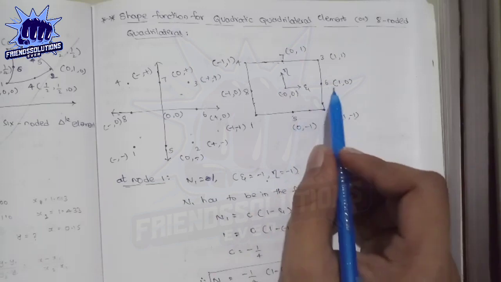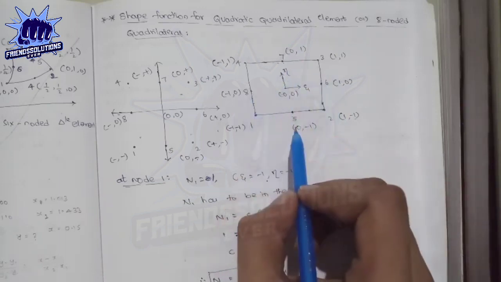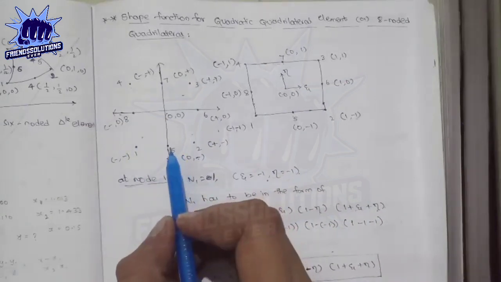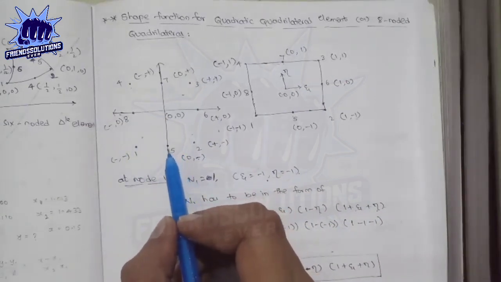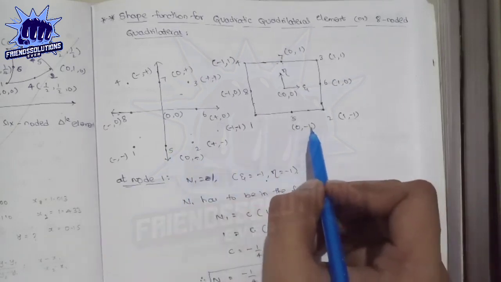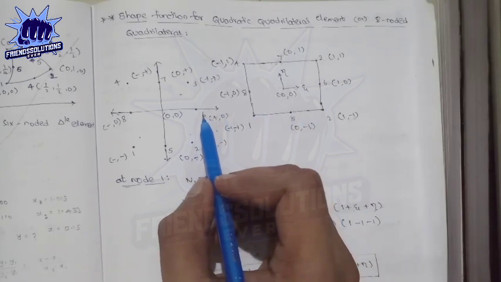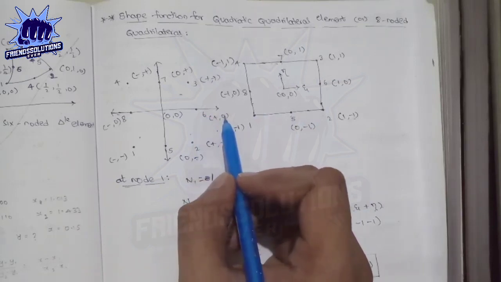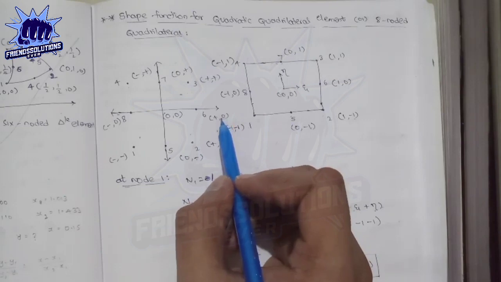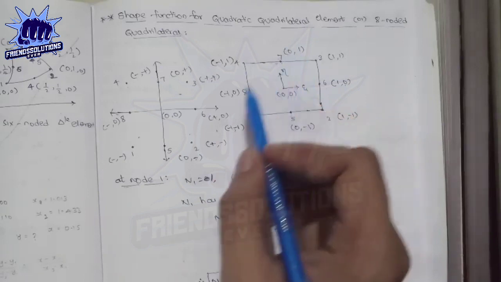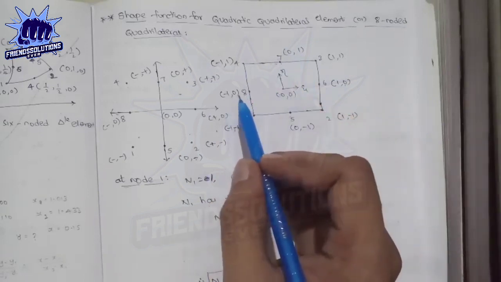Coming to the 5th, 6th, 7th and 8th nodes, these nodes are placed on axes. The 5th node is on the negative y axis, so x is 0, giving 0 comma -1. The 6th node is on the positive x axis, where y is equal to 0, so +1 comma 0. Similarly, for the 7th node 0 comma 1, and for the 8th node -1 comma 0.